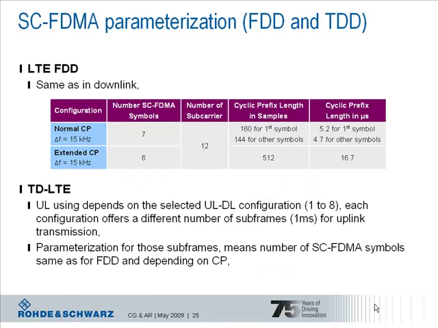As already emphasized by Christina, LTE uses two modes: frequency division duplex, FDD, and time division duplex, TDD. The parameterization in the uplink is for FDD the same as in the downlink. The two different cyclic prefixes are used, normal and extended, giving 6 respectively 7 single carrier FDMA symbols in the uplink. For TD-LTE, the usage of the uplink depends on the selected uplink-downlink configuration, where each configuration offers a different number of subframes assigned for uplink transmission. But the parameterization of those subframes is of course equal to FDD mode and depends on the selected cyclic prefix.